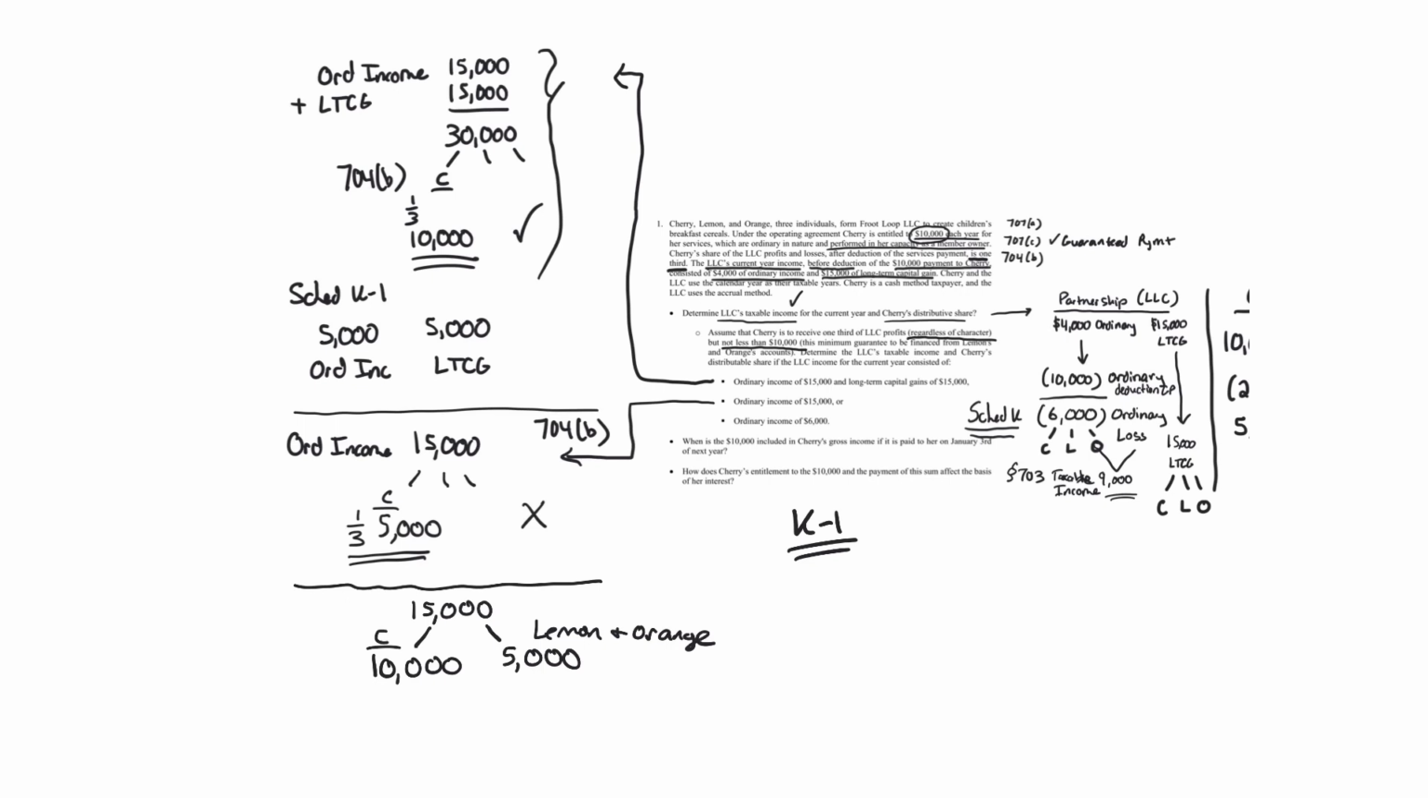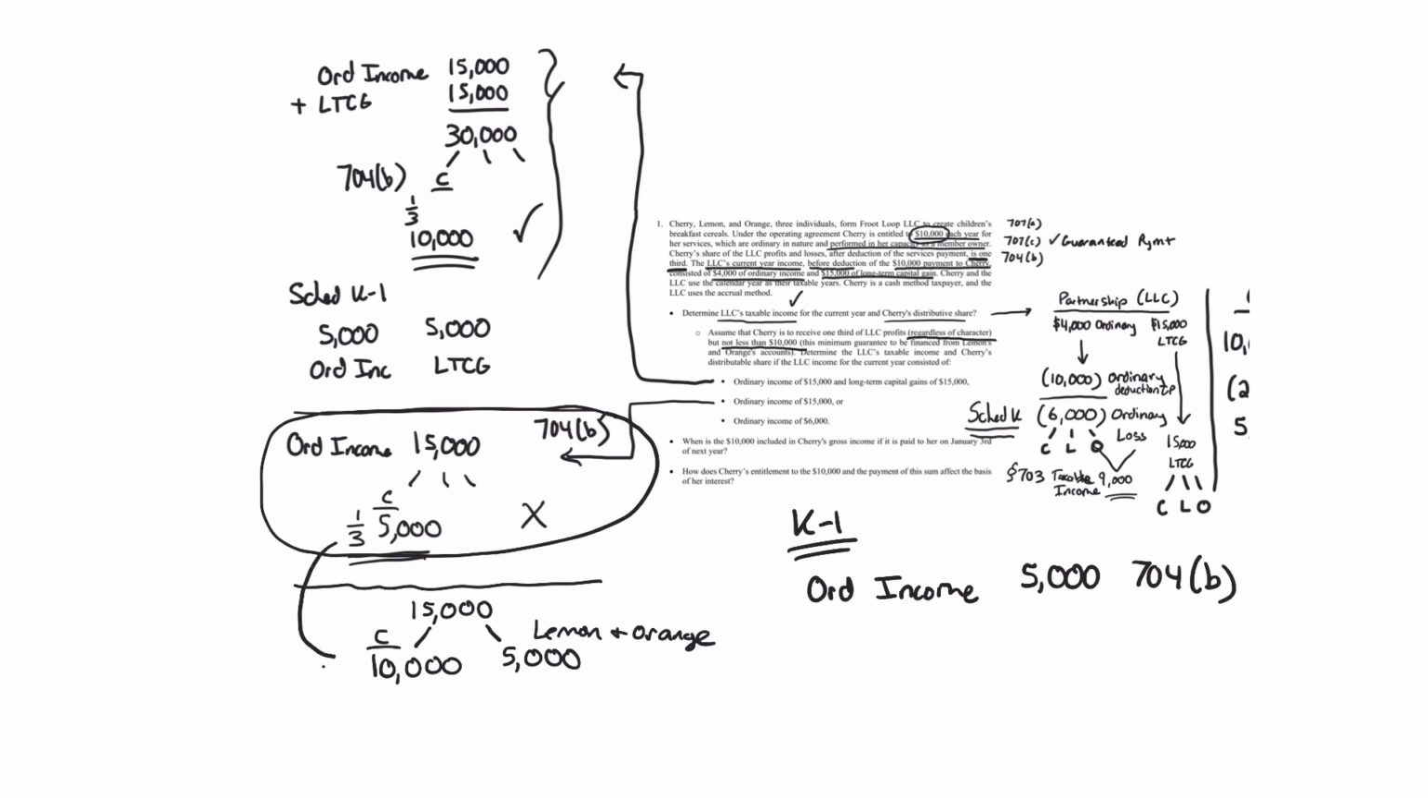When we did this calculation above, we had the $5,000 of 704B. That still is the case. That ordinary income under 704B of $5,000 still is reflected on Cherry's K-1. The next $5,000 to get it up to $10,000. The next $5,000, what is that? That is a guaranteed payment.